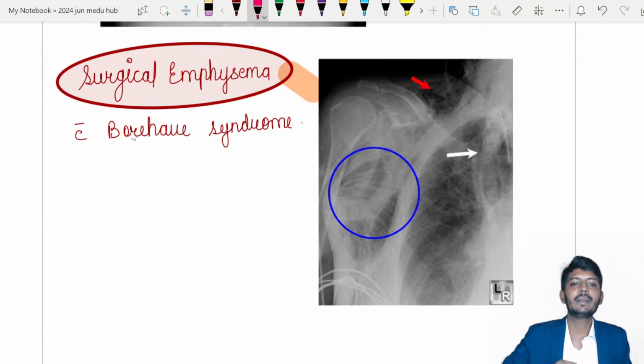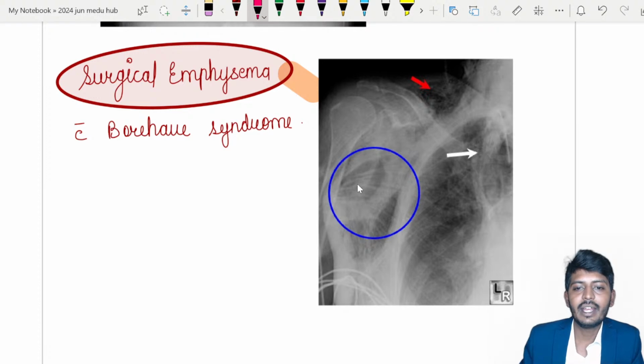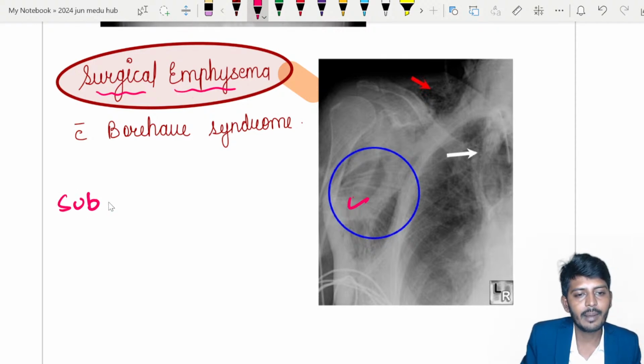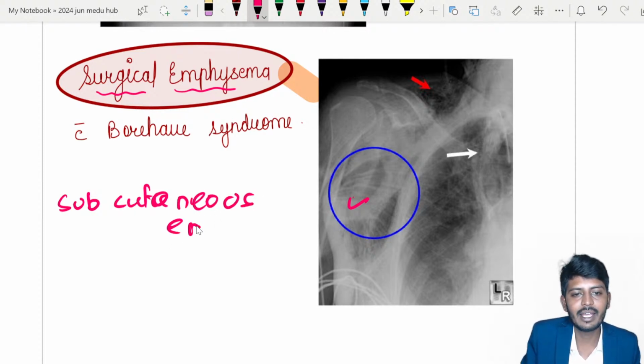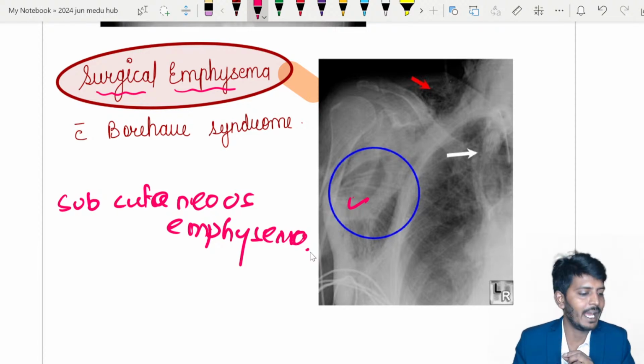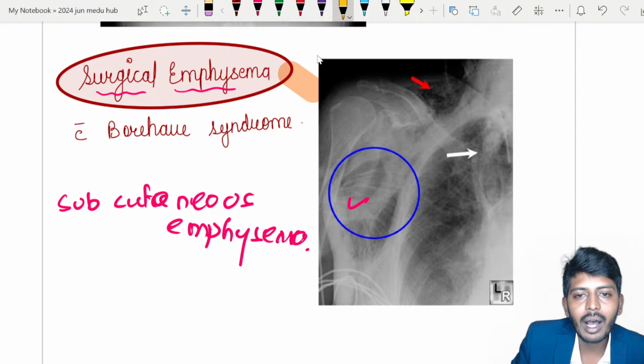Okay, let's go to the next important point. So this is accumulation of air below the skin. Here you can notice just air accumulation present below the skin. We call this, very importantly, surgical emphysema, which is also called subcutaneous emphysema. Subcutaneous emphysema is a pathognomonic sign of a disease called Boerhaave syndrome.